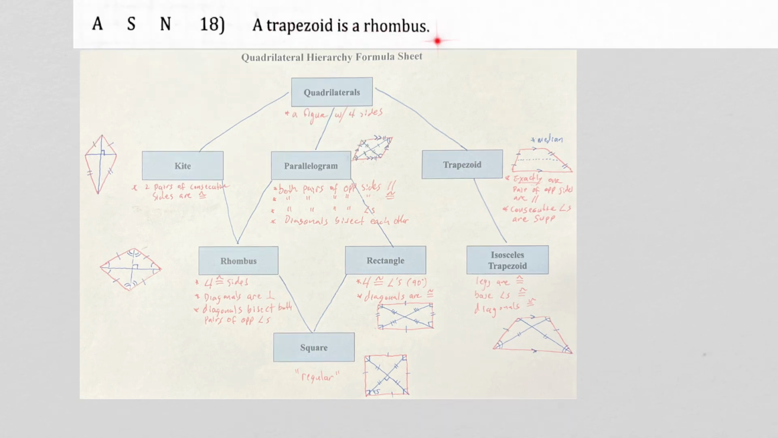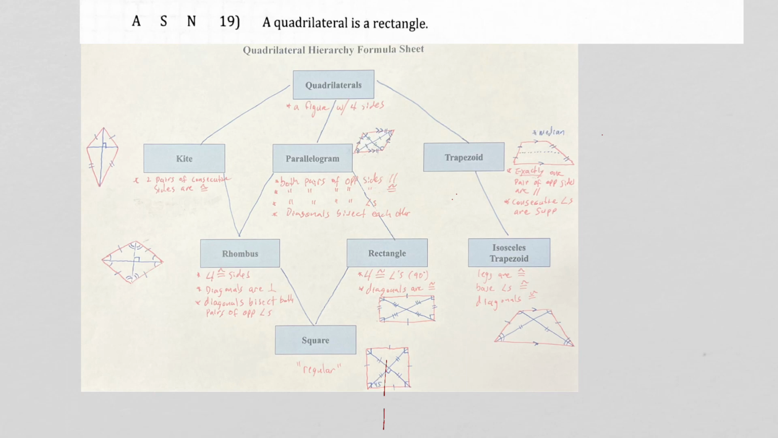Number 18, a trapezoid is a rhombus. A trapezoid has no downward pathway to get to a rhombus, so this would be never. Number 19, a quadrilateral is a rectangle. To get from a quadrilateral to a rectangle, we have a direct downward path, so that's always.